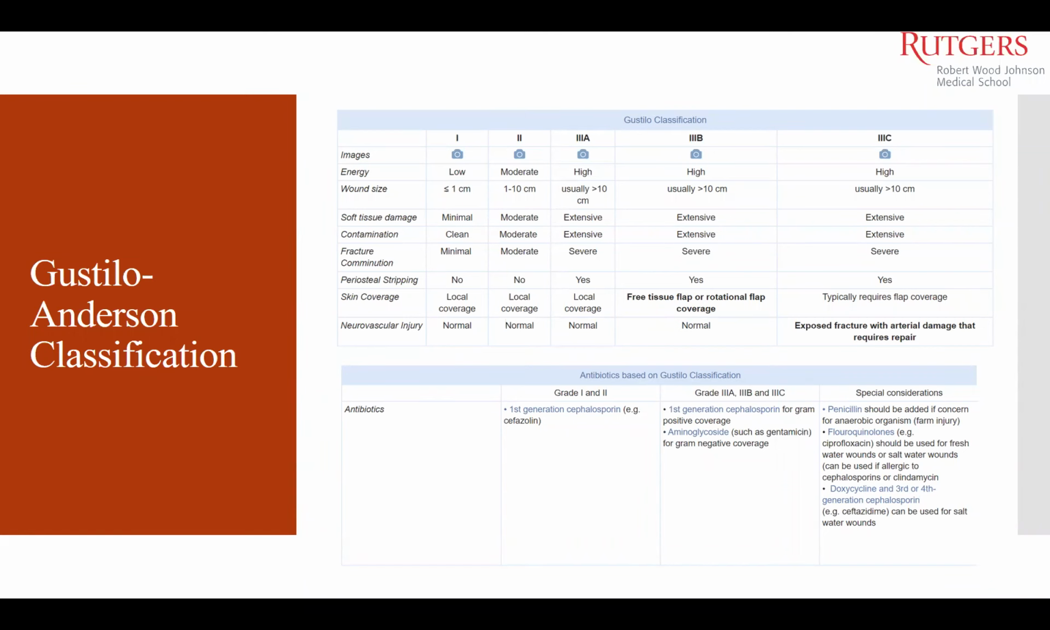In pediatrics, you're mostly going to see 1 to 3 in the Gustilo classification scale. Usually you're going to have a smaller wound size and less soft tissue damage. These bone injuries are not necessarily due to direct trauma, so they're going to be less severe with open wounds. In this case, our case was a class 1 Gustilo-Anderson classification.